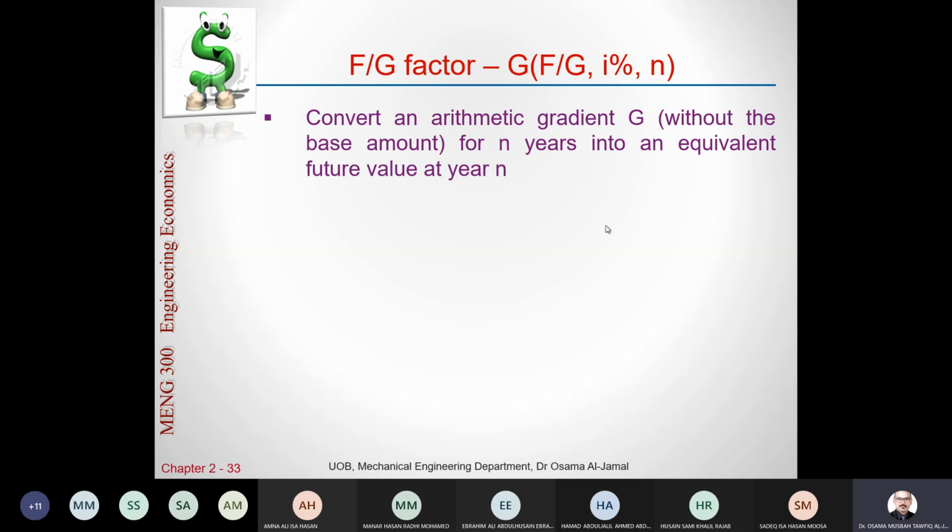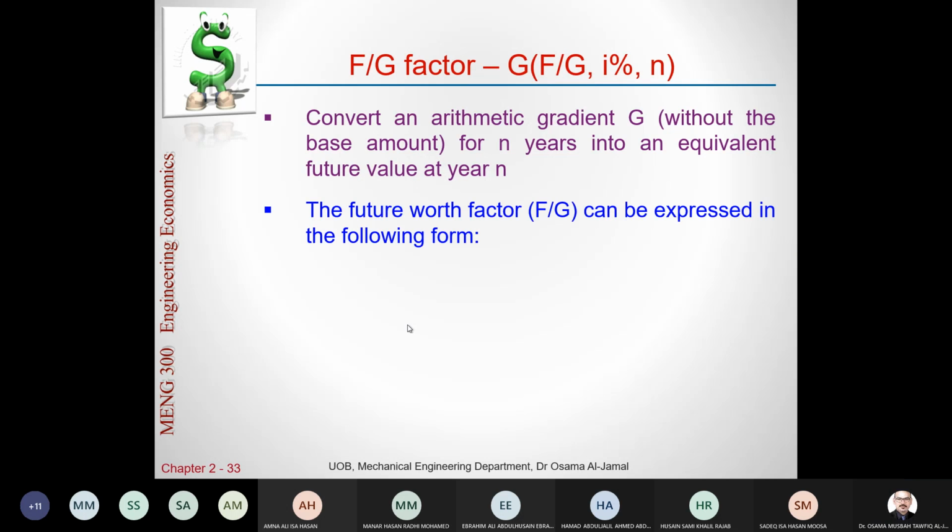Later on, some of you, 100%, I'm telling this because every semester we have the same mistake from a number of students. They said it's written there not to add or not to work with the base amount. No, with the arithmetic gradient, always have two components, one for G and one for A, whether to find the P, the A, or the F. So the future worth factor for F given G can be expressed in the following form: F equals G times F given G, i percent, N.